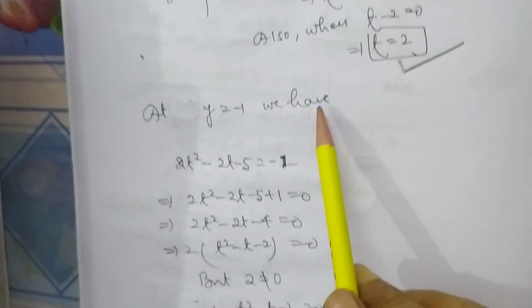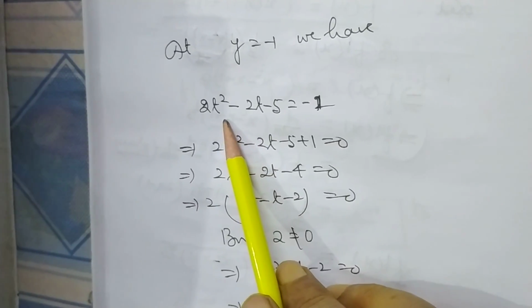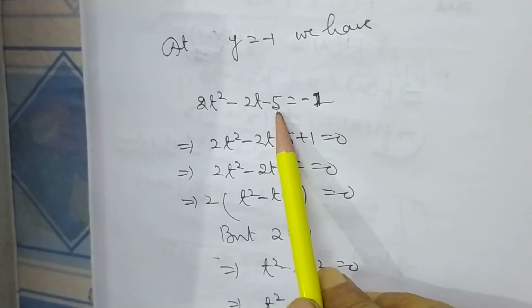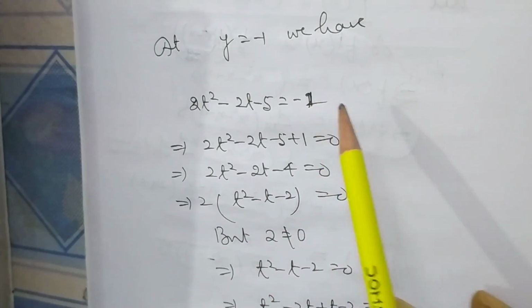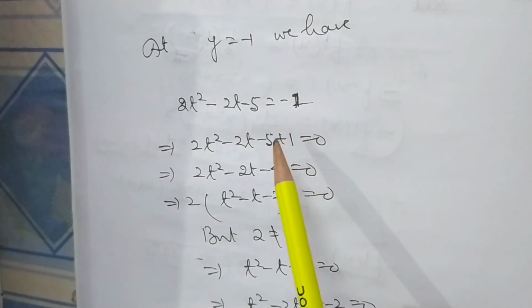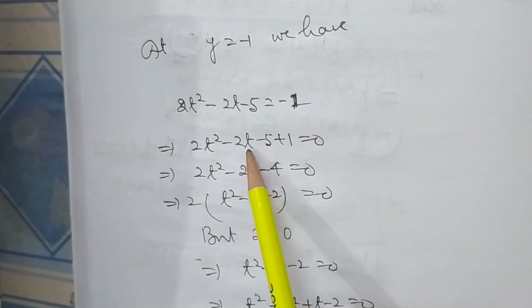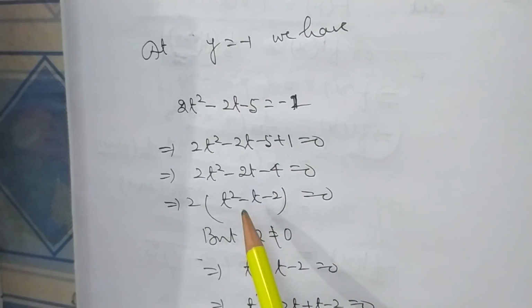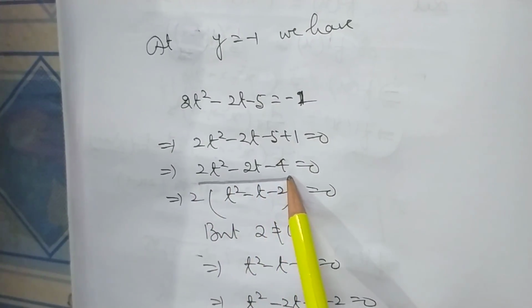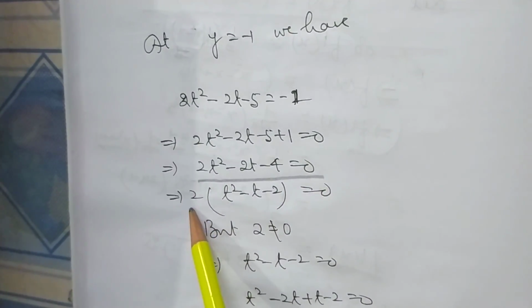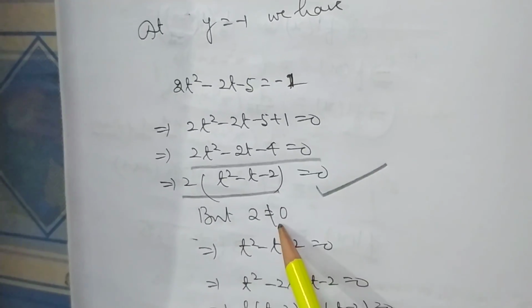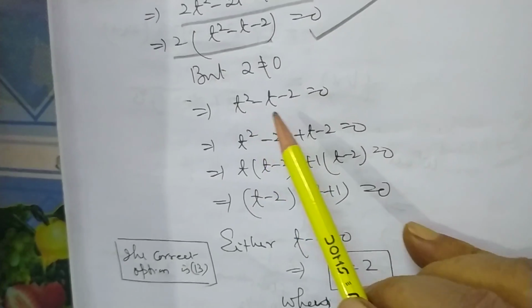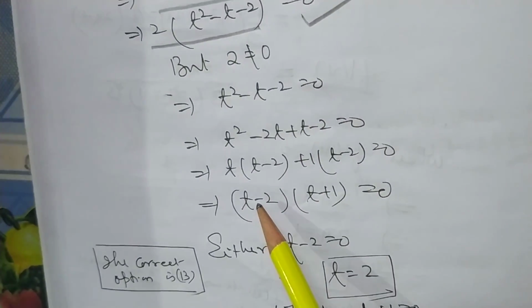At y = -1 we have 2t² - 2t - 5 = -1. So now 2t² - 2t - 5 + 1 = 0. That is 2t² - 2t - 4 = 0. By taking 2 common, t² - t - 2 = 0. But 2 is not equal to 0, so t² - t - 2 = 0.